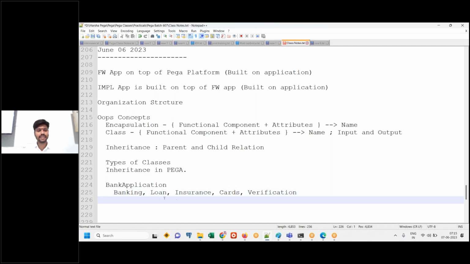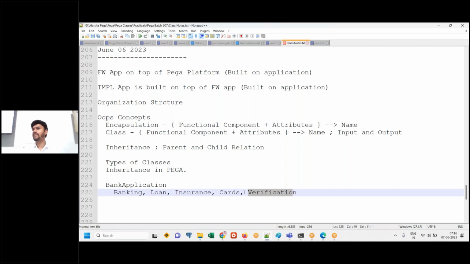If you closely look at these things, during the processing of some banking operation, there may be a need for verification department involvement. Yes or no? Similarly, while processing loans there may be a need for the verification department, and in insurance and cards processing also verification department involvement is there. But it is a separate department which will have some functional components that can be utilized by any other department. Yes or no?